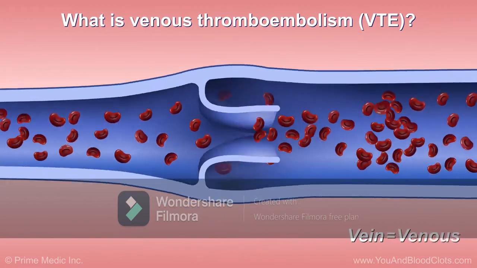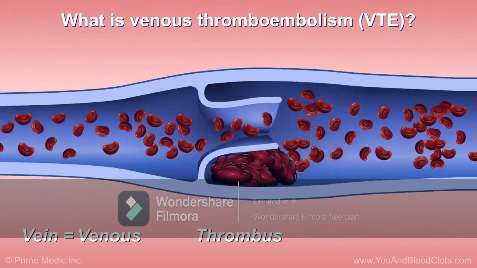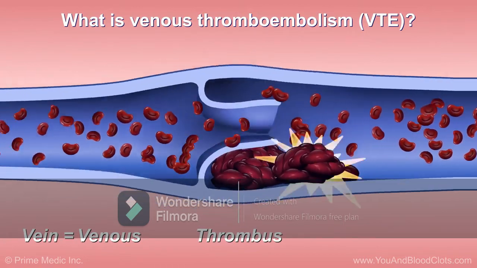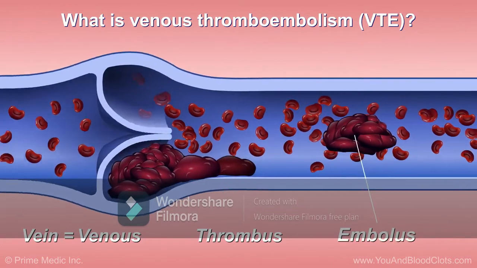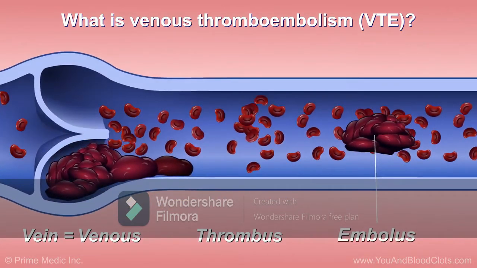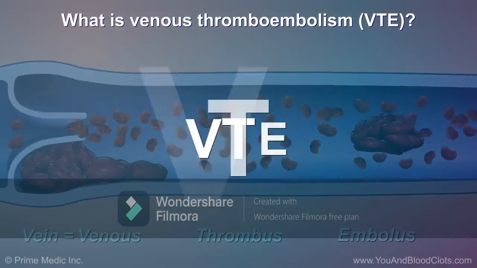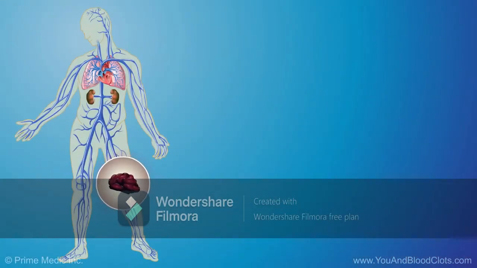Another word for veins is venous. A medical term for blood clot is a thrombus. When this thrombus or blood clot breaks off and travels from one vein to another part of the body, it is called an embolus. Hence the term VTE, which is venous thromboembolism.